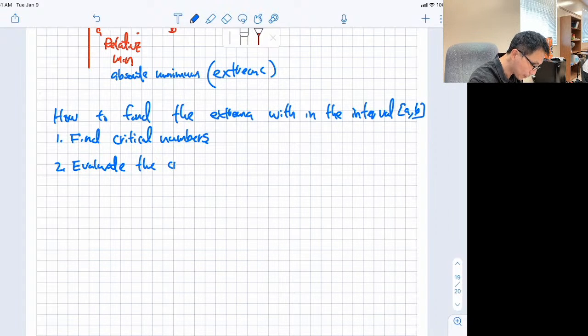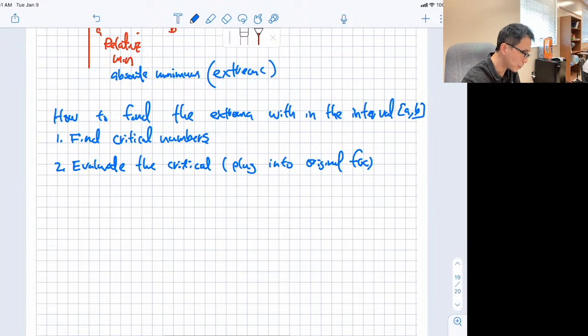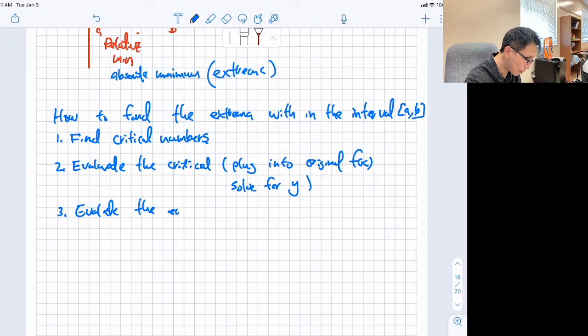Second, you evaluate the critical numbers. What do I mean by that? Plug in where, the derivative or the original? The original function, right? Plug into the original function and solve for y, not the derivative. And third thing is evaluate the endpoints, because you don't know if your endpoints are higher. Endpoints are always 2.